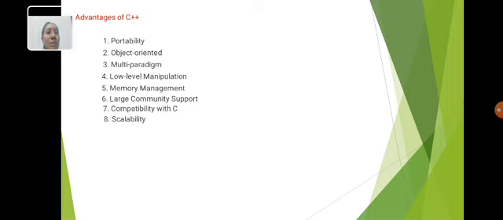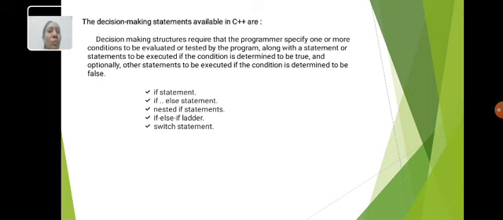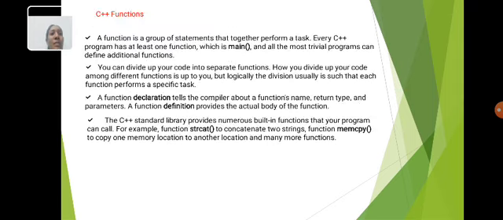The decision making statements available in C++. Decision making structures require that programmers specify one or more conditions to be evaluated or tested by the program, along with a statement or statements to be executed if the condition is determined to be true, and optionally other statements to be executed if the condition is determined to be false. First, if statement; second, if else statement; third, nested if statement; fourth, if else if ladder; last, switch statement.